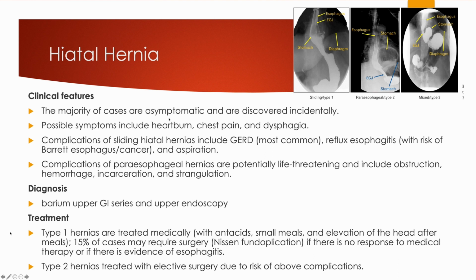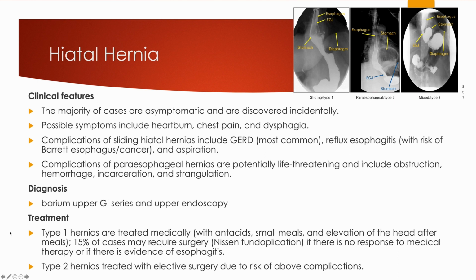They're found incidentally, but you can also have symptoms typical of GERD, so heartburn, some chest pain, dysphagia, and you can get some reflux esophagitis and Schatzki rings associated with it. Diagnosis: barium, upper GI series, and upper endoscopy tend to show it.